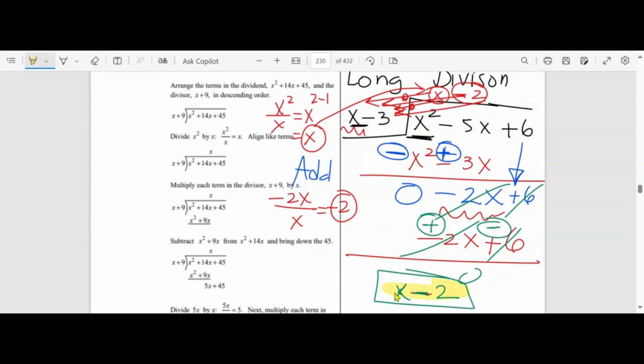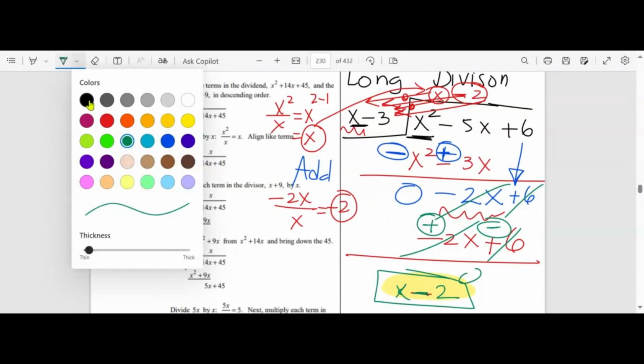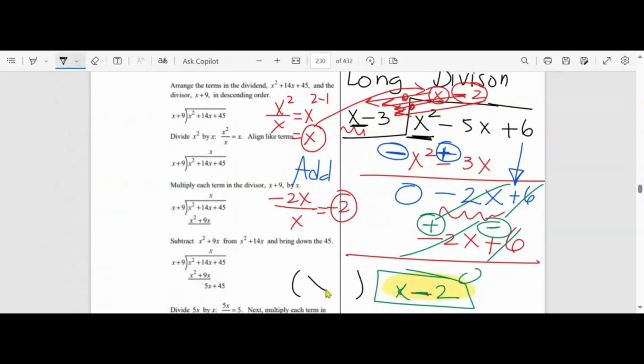What does this mean? X minus 2 means if you multiply by x minus 3, that will give you the x squared minus 5x plus 6.